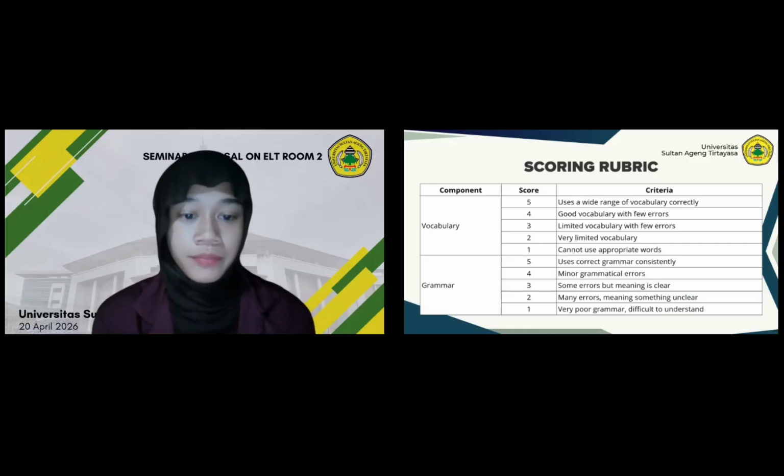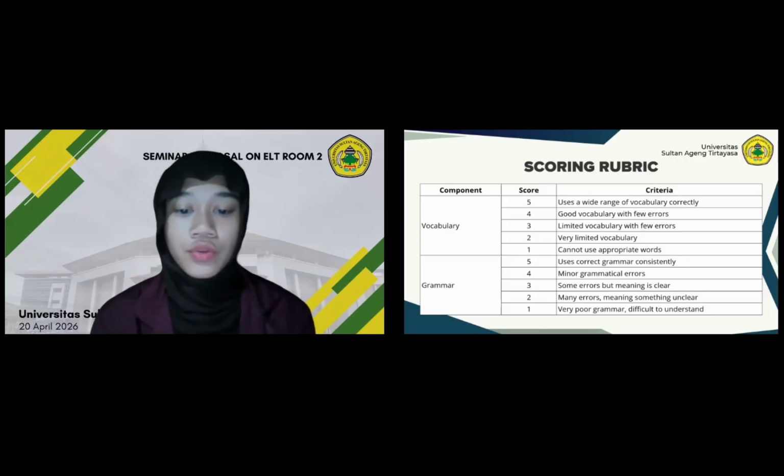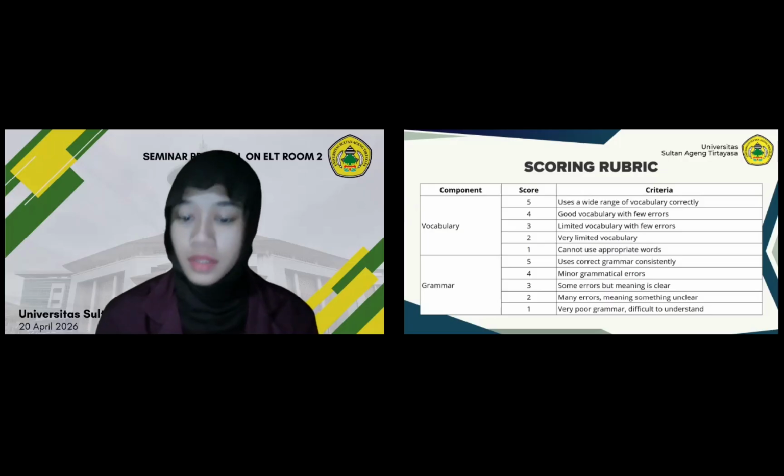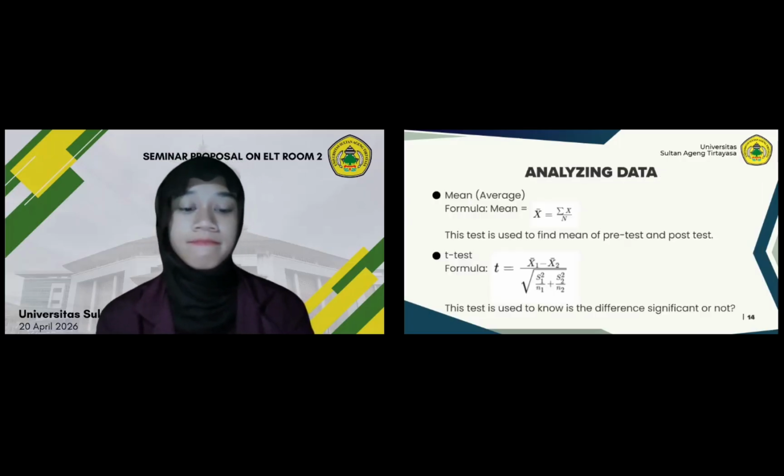In grammar, if the students use correct grammar consistently, they get score 5. If the grammar is very poor and difficult to understand, they get score 1. So each component shows the quality of student speaking ability, and the total score is the sum of all components.